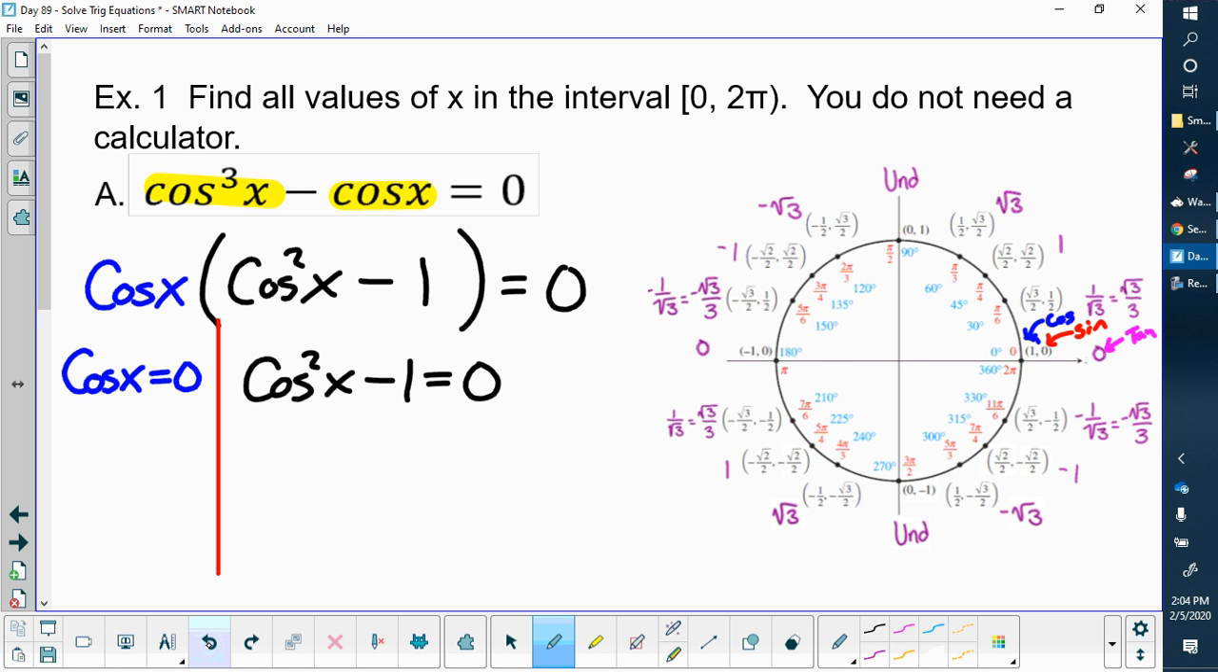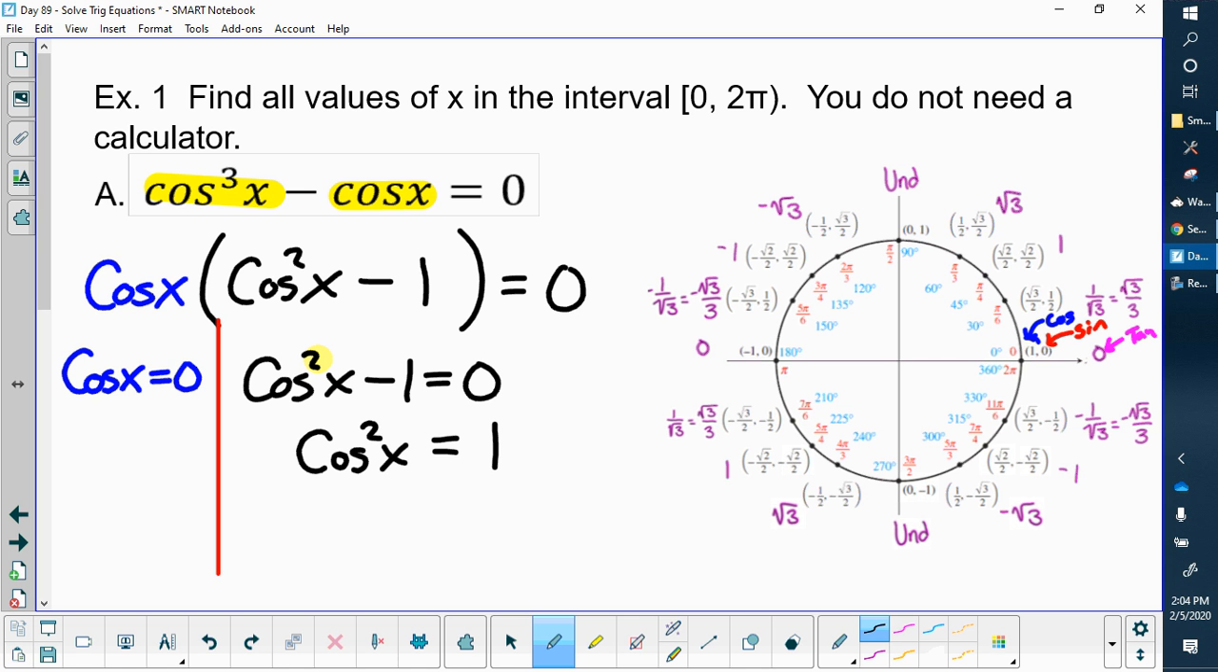The one on the left, cosine of x equals 0. See how I left it blue? Because there's nothing to do with it. I can't do any more work there. This one I can do a little solving. I can't use the unit circle yet because I've got this. I'm going to solve this. My goal is to turn this into a single cosine of x. How do I get that negative 1 out of there? Plus 1 to both sides. Y'all agree? So now I have cosine squared of x equals 1.